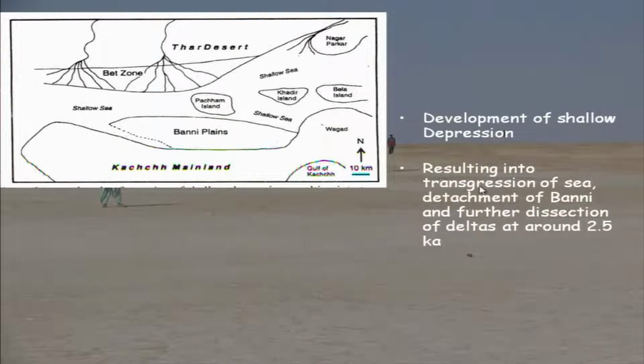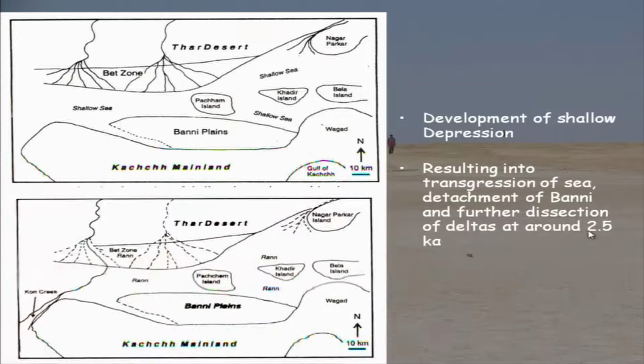So this resulted in transgression of the sea and detachment of the Banni. The Banni area is this one. This is the grassland which used to be there, but now there is no more grassland. This whole area is under salt encrustation. Not exactly salt encrustation everywhere, but this part is. This still exists, but it is not exactly grassland now. So it further dissected the delta complex at around 2.5 Ka.